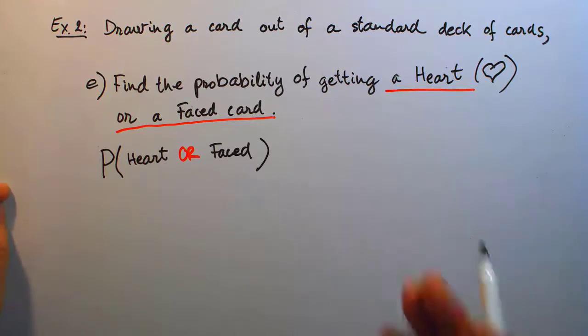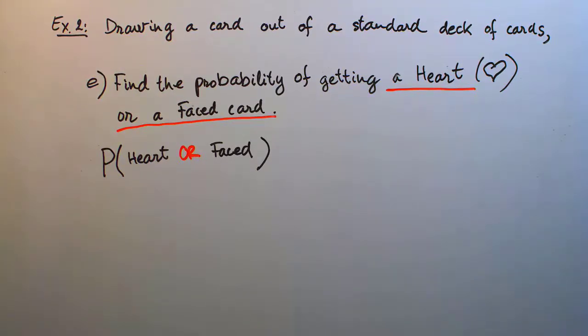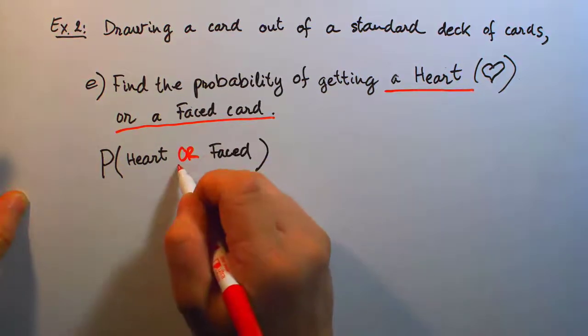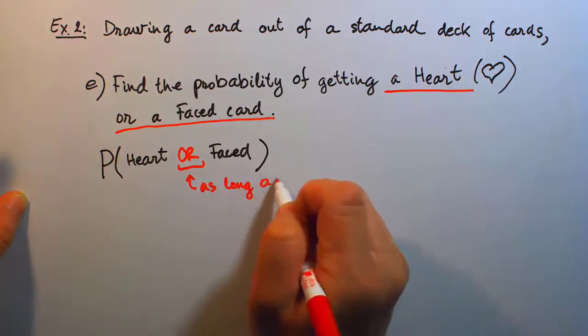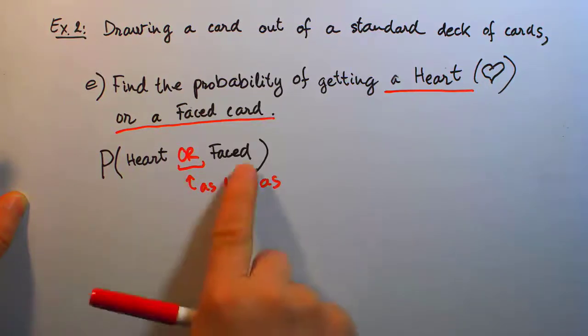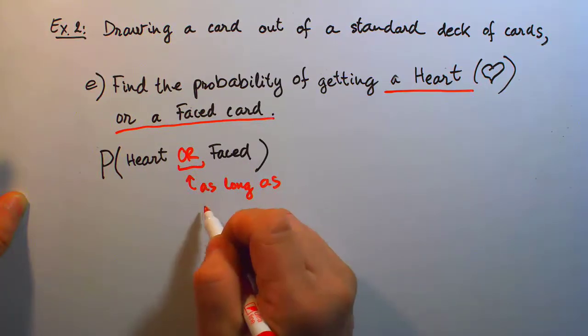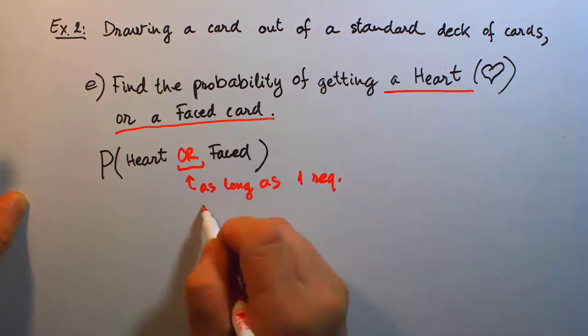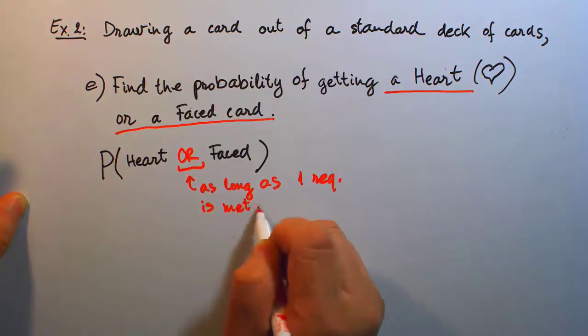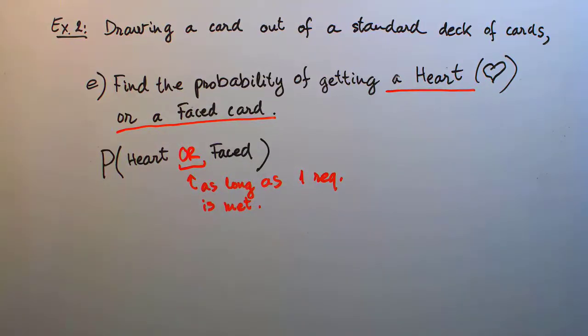So we have two approaches. Allow me to go through both approaches again, but I probably don't need as detailed an explanation as in the earlier question, because we have very similar situations. All you keep in mind here is this: or here means as long as you found a heart or you found a face card, that counts. As long as one requirement is met, that's fundamentally what we rely on.